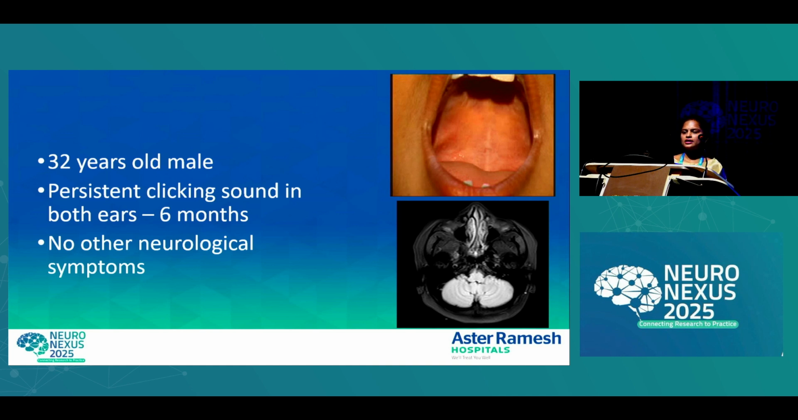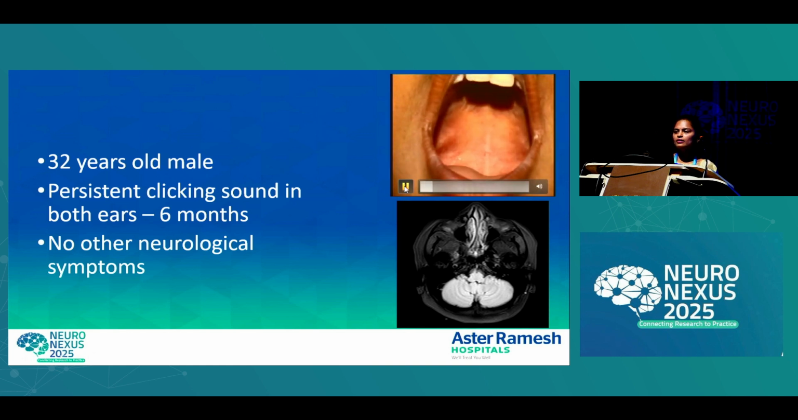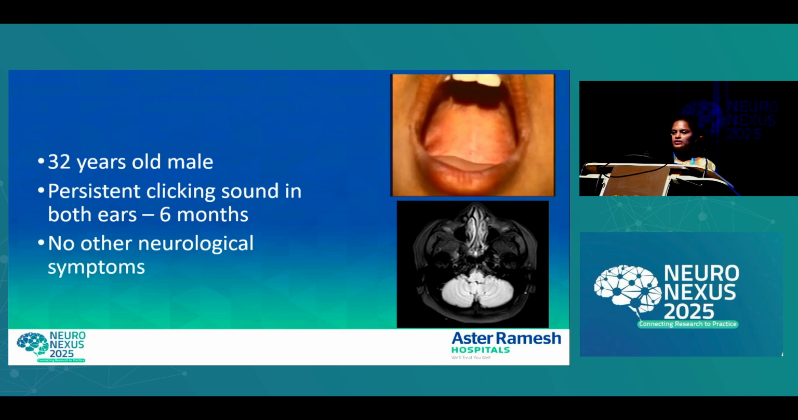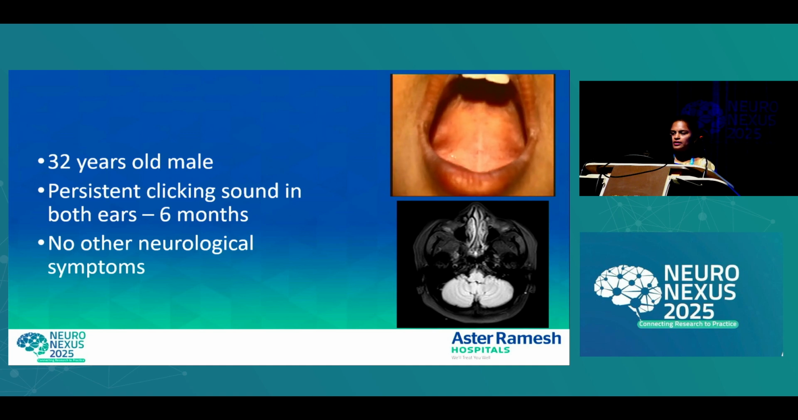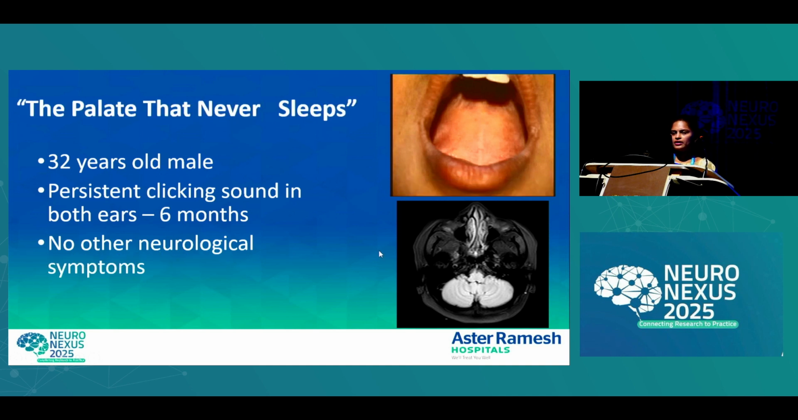Next is a 32 years old male who presented with persistent clicking sound in both ears of 6 months duration with no other neurological symptoms. There is rhythmic movement of the palate, that is palatal tremor or palatal myoclonus. It persists even in sleep.